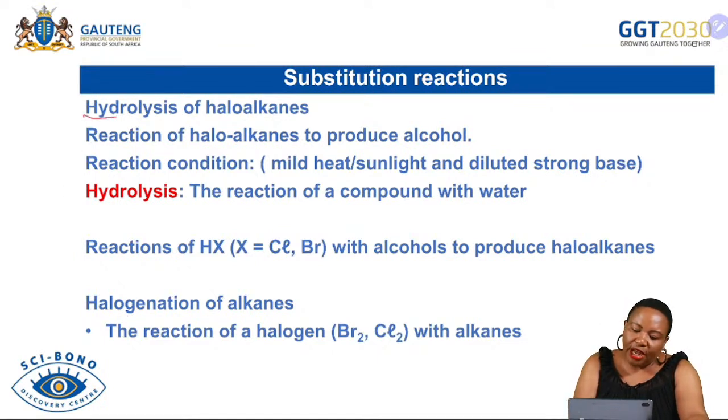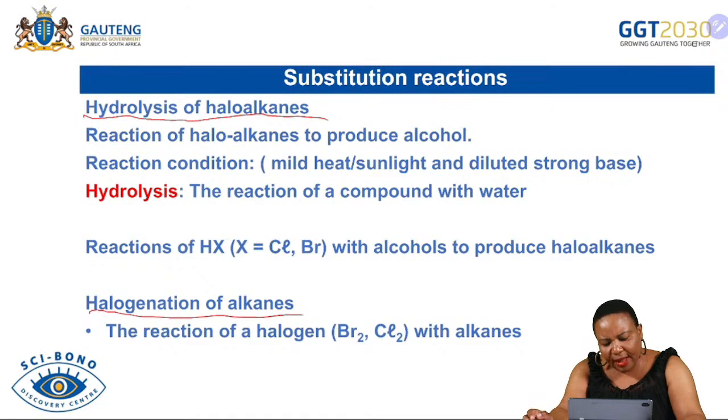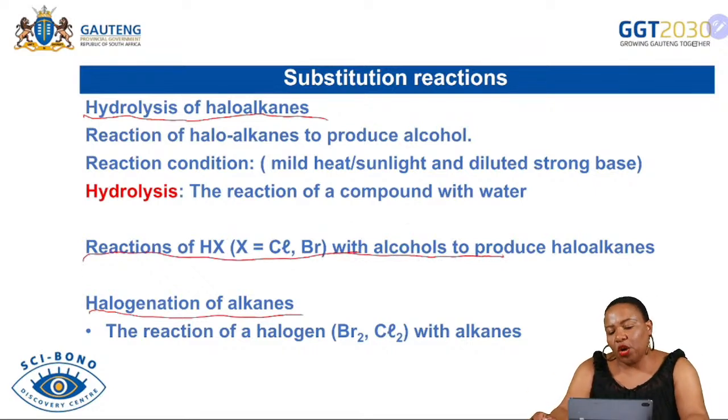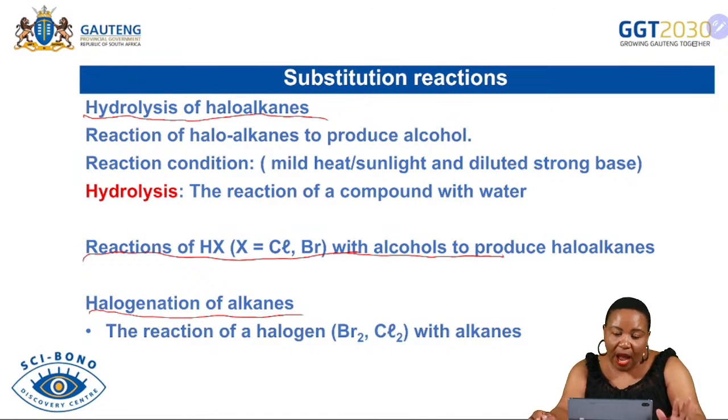We are going to look at hydrolysis of haloalkanes, and we are going to look also at halogenation of alkanes and reaction of alcohols with halogens to produce haloalkanes. So there are three types of substitution reactions that we are going to look at, according to our exam guideline. What is this hydrolysis?